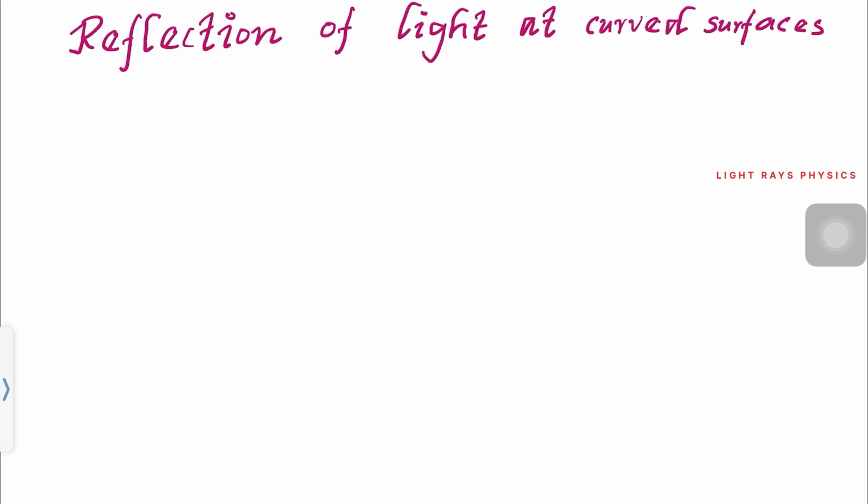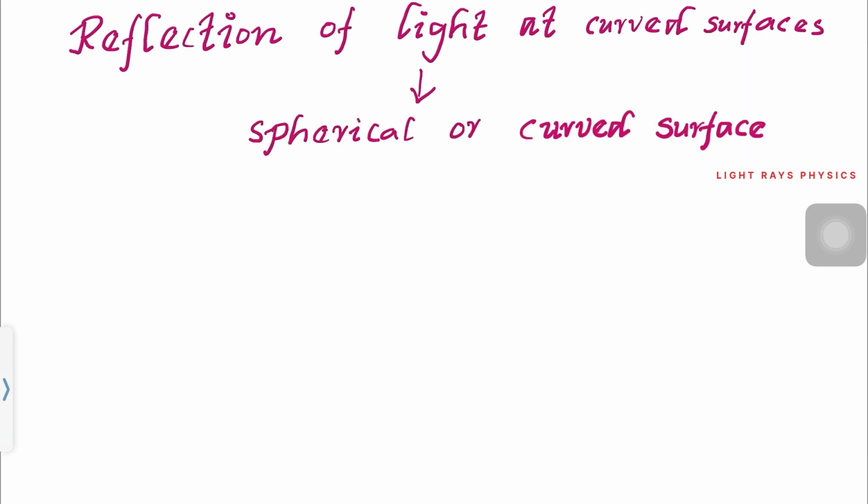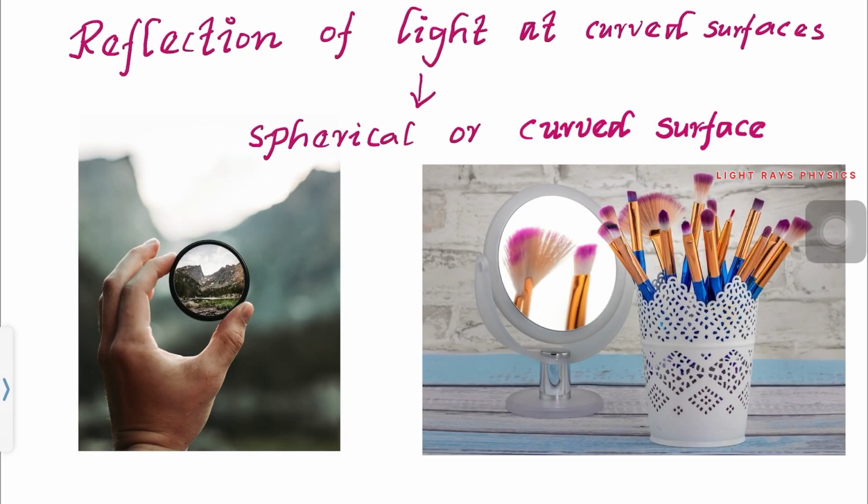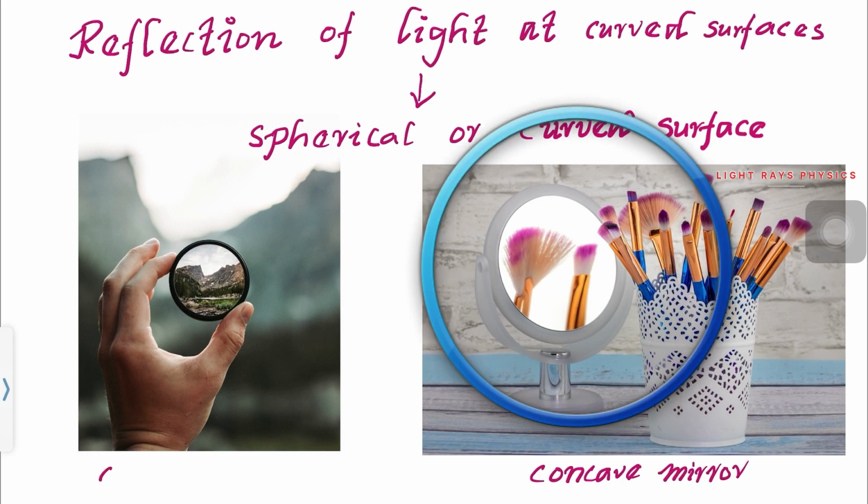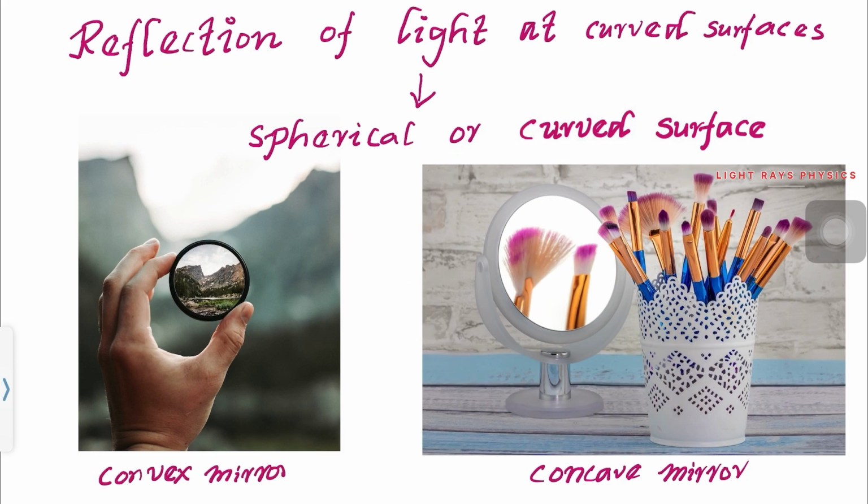Now let us understand deeply what reflection of light at curved surfaces is. To study it, first we need to understand what a spherical mirror or curved mirror is. Here I have shown some images. The image on the right side is called a concave mirror and the image on the left side is called a convex mirror. Sir, they look the same.